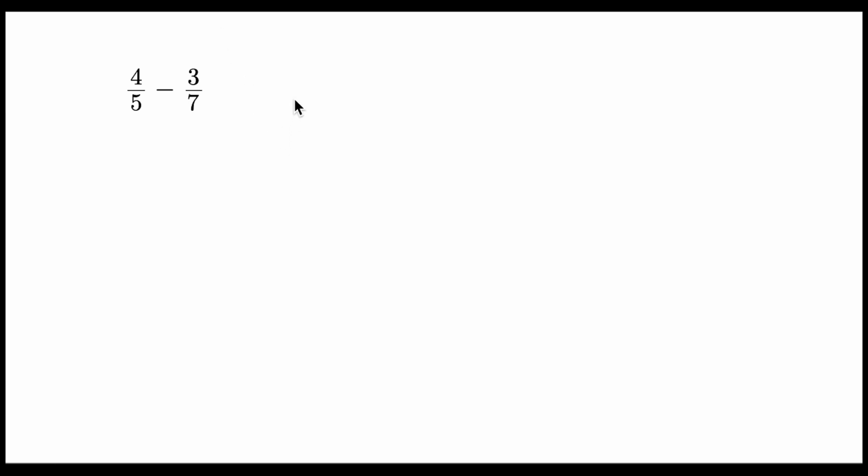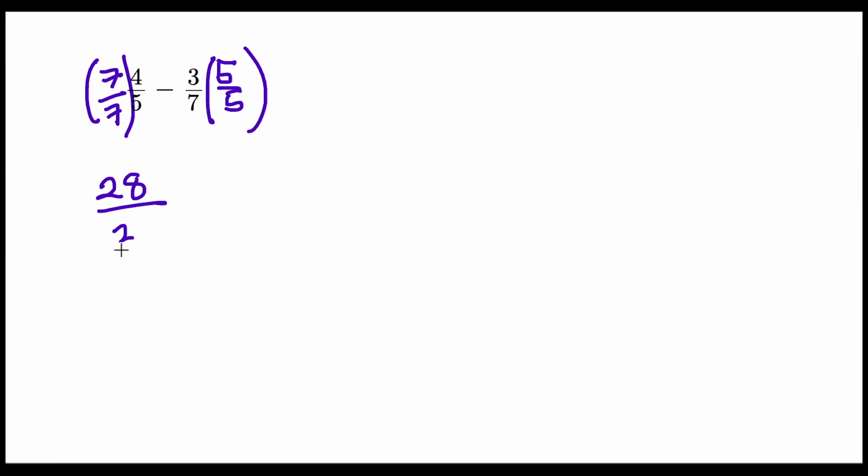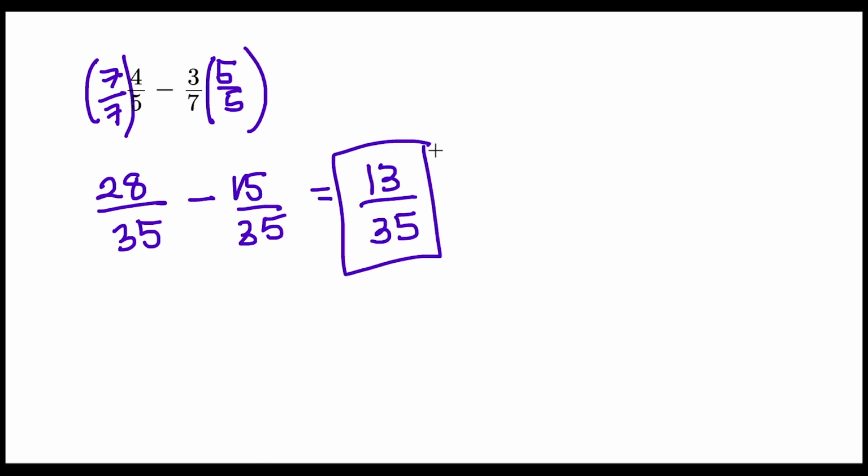So for our final example, we need to come up with a number that's evenly divisible by both 7 and 5. And that number will be 35. So I'll take the 5 from the left and multiply it to the right, 5 over 5, and then do the same thing with 7 over here. Multiply across the top and the bottom. 7 times 4 is 28, and 7 times 5 is 35. Minus 3 times 5, 15, over 7 times 5, which is 35. 28 minus 15 gives you 13 over 35.